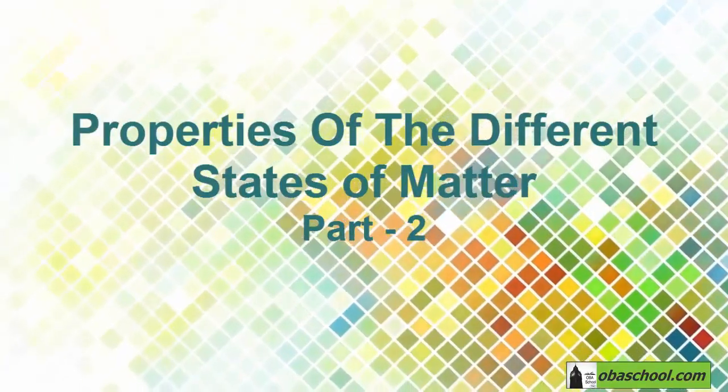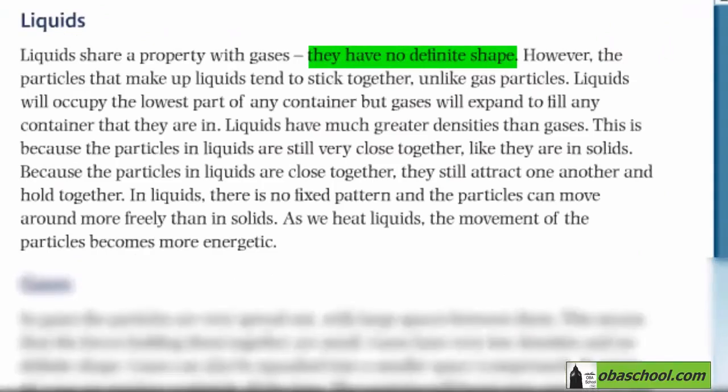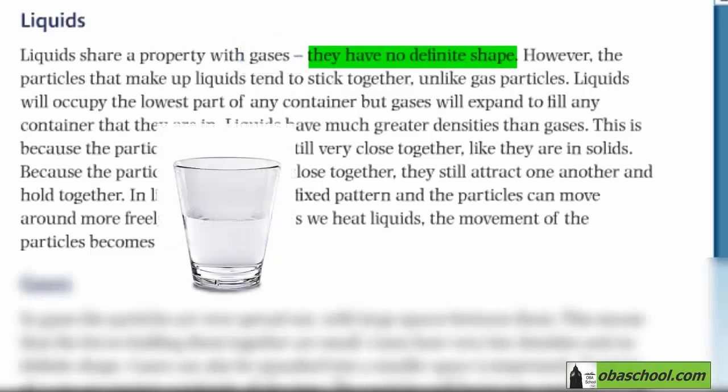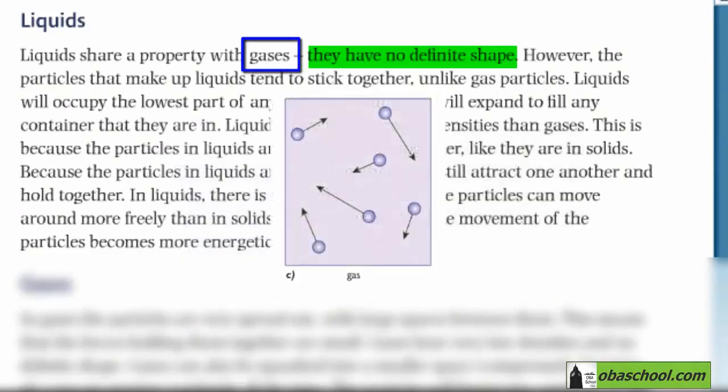Properties of the different states of matter, part 2. In this tutorial, we're going to talk about liquids. Liquids share a property with gases. They have no definite shape. However, the particles that make up the liquids tend to stick together, unlike gas particles. Liquids take the shape of their container.